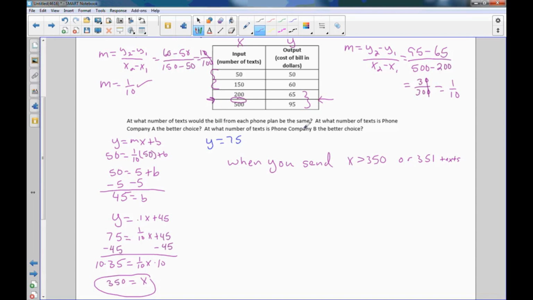At what number of texts is phone company B the better choice? So B is a better choice if the number of texts X is less than 350 texts, because then it's going to cost less than $75.